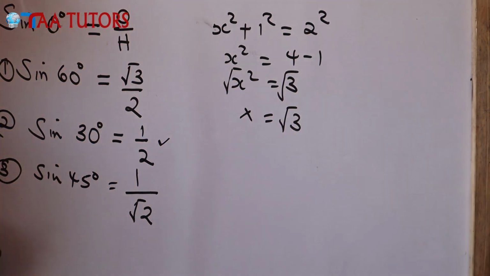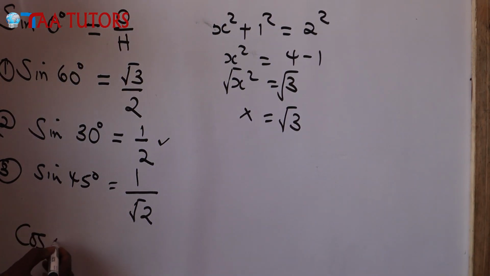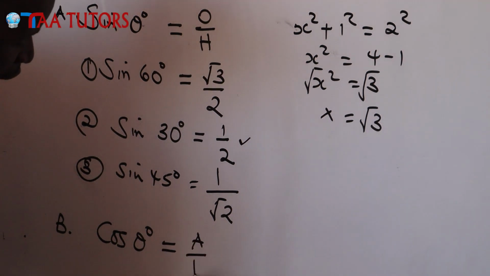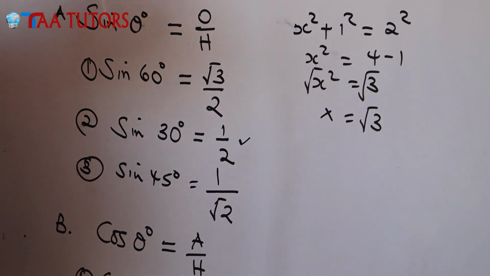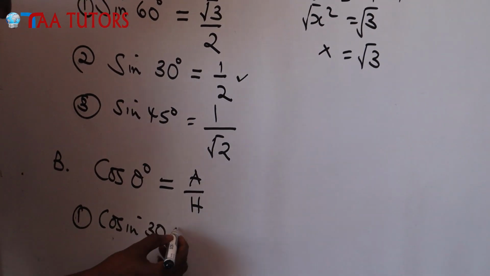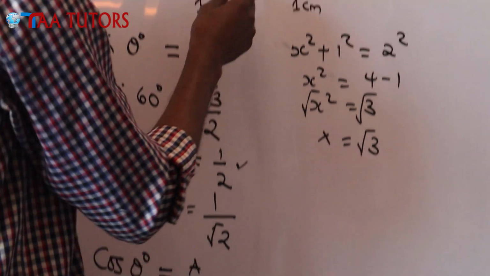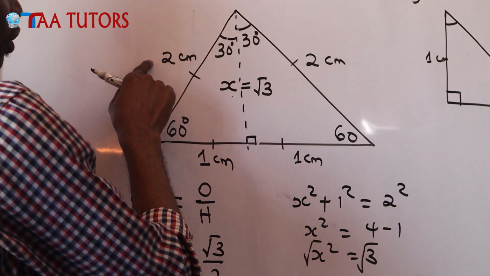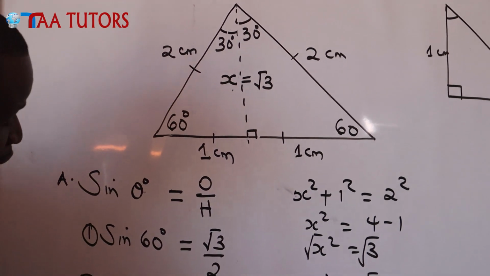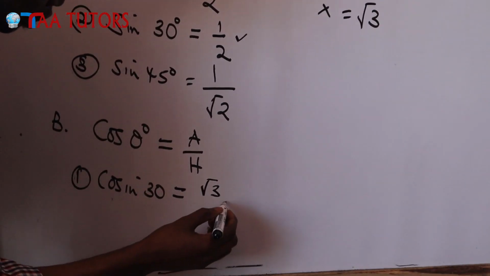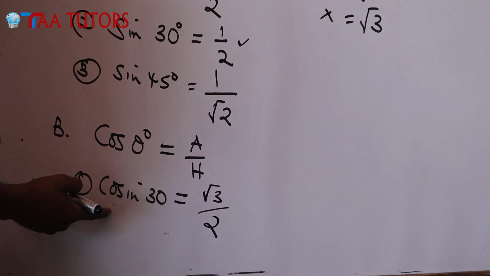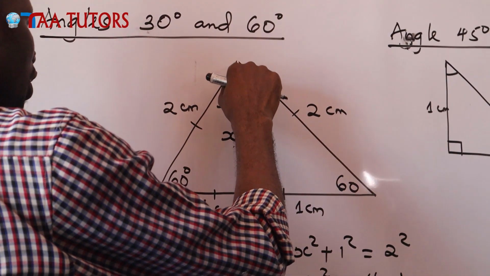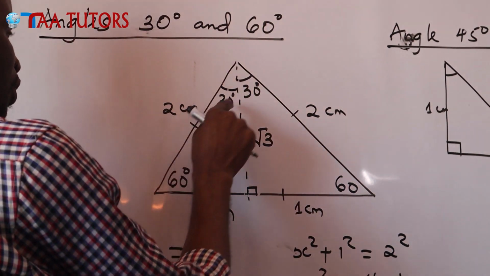What about if we go to B, cos? Cos theta, we know cosine of theta is equal to adjacent over hypotenuse. So if I start with 30, the cosine of 30, our 30 is here. The cosine of 30 is adjacent, which is here, over hypotenuse. So it means that the cosine of 30 is surd 3 over 2. You realize that the cosine of 30 equals the sine of 60. Like you can see here, for the cosine of 30 the adjacent is this line and the hypotenuse is this line, so surd 3 over 2.